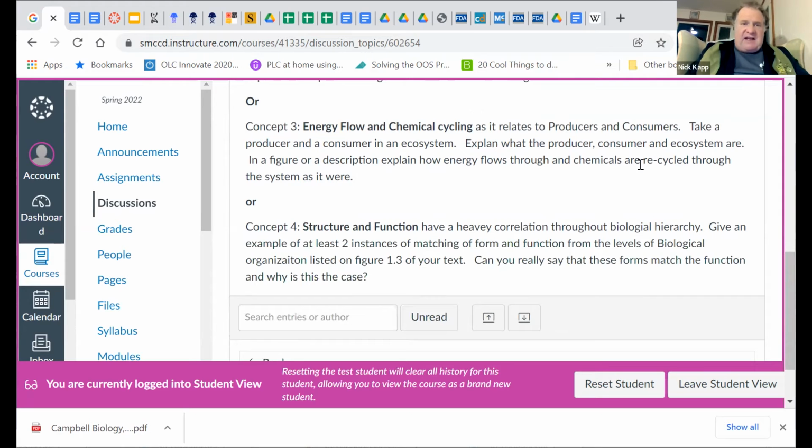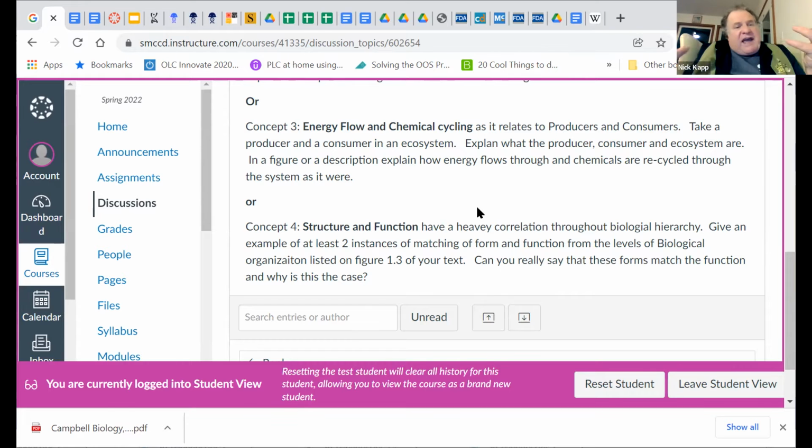Don't just give me that explanation. Concept number 3, energy flow and chemical cycling. And so when we look at ecosystems, we think that energy flows through an ecosystem, and basically chemicals or matter is recycled in the system. What you want to do is explain what a producer and a consumer in an ecosystem are, give those definitions, and then give me a figure or a description of how energy flows and chemicals are recycled through the system. And explain that, give me a little bit more explanation of that.